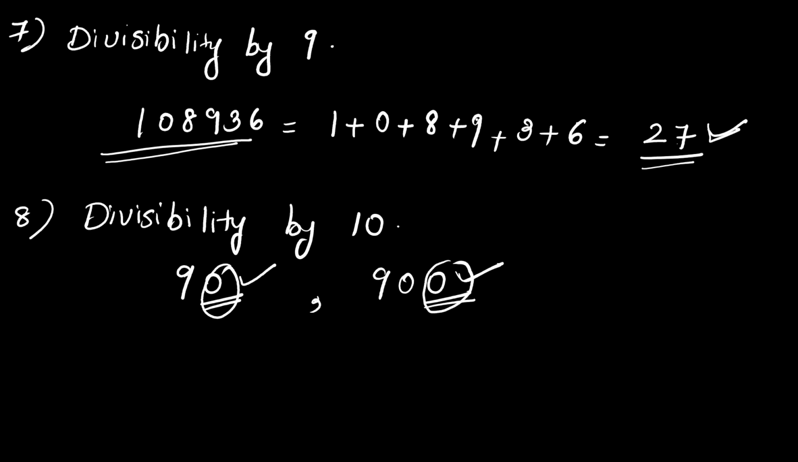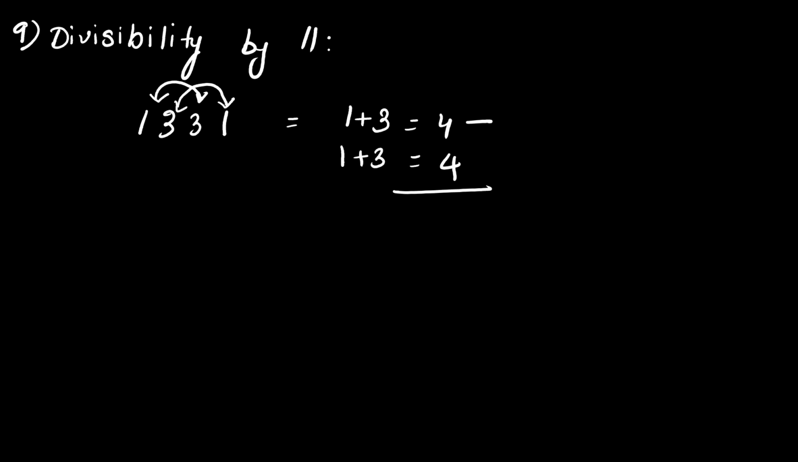Next is divisibility by 11. Let's see an example. 1, 3, 3, 1. Now what you have to do? Add these two numbers, that is 1 plus 3. Now add these two numbers, again 1 plus 3. Okay, this is 4 and again this is 4. Now find the difference of these two, that is 4 minus 4. That is 0. If this difference is 0 or any other number that is divisible by 11, then the number is divisible by 11.